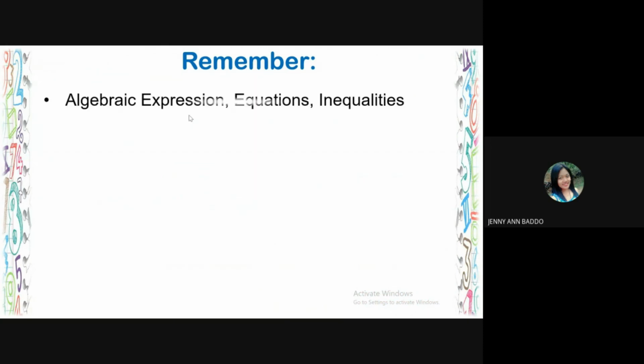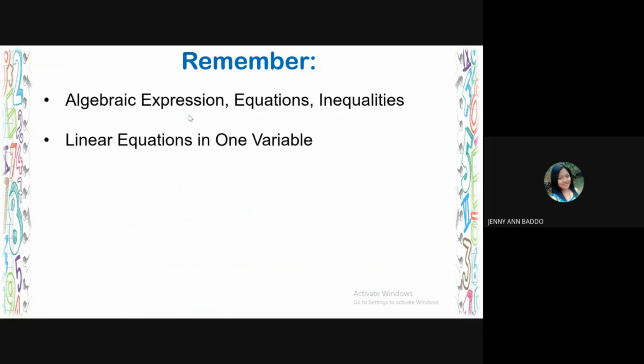First, we had the differences between algebraic expressions, equations, and inequalities. For algebraic expressions, it's just a phrase. It does not have a relation symbol. For equations and inequalities, they both have two sides and they are both sentences, but they only differ on the relation symbol used.